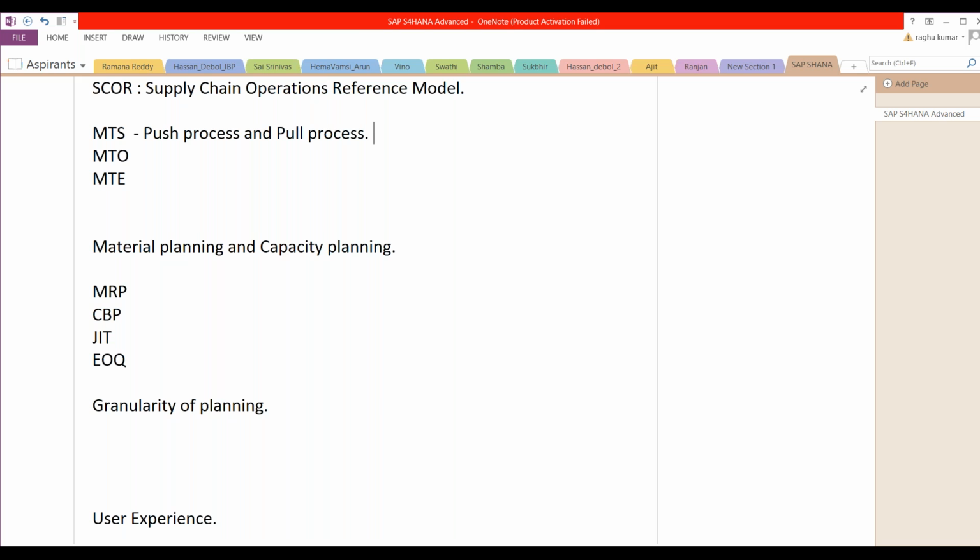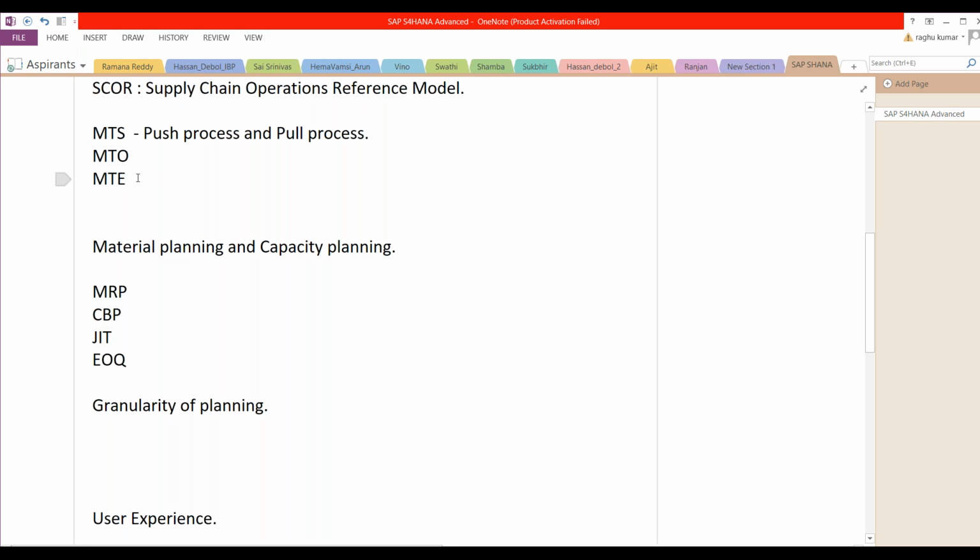There will be a combination, with some percentage of push and some percentage of pull. If the push percentage is very high, I will say make to stock. If the push and pull percentages are moderate, I will say make to order. If pull processes are higher than push processes, then I will say it is make to engineering, right?